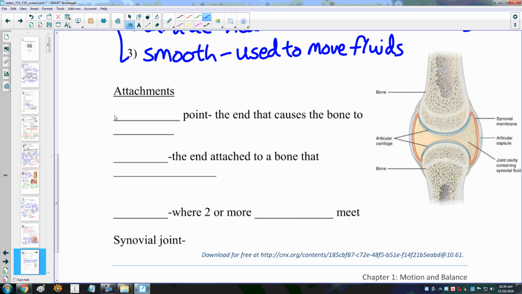There are two places where the muscles attach to the bones, and those are called the insertion point. That's the end that causes the bone to move. So the insertion point is where the bone is moving. And then the origin, right, that's where that motion originates, if you want to think of it in that way. This end is attached to the bone that doesn't move.